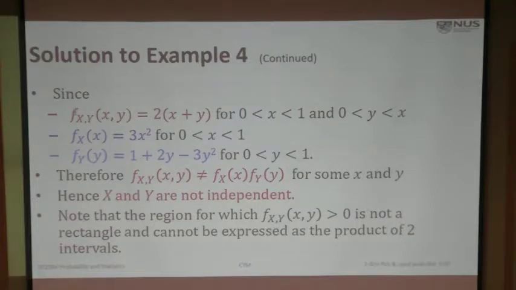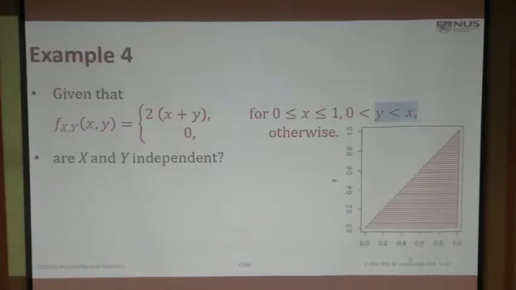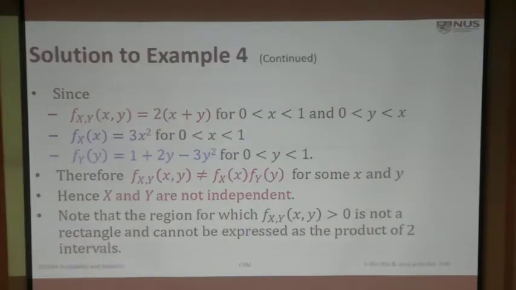I can easily find an x, y in this triangle. This is my support, by the way, so I can put a value of x here and a value of y here. I can evaluate this function for x, this function for y, and this one for x and y. And it's easy to find the pair of x and y where this is not equal to this product. So that's the key point.